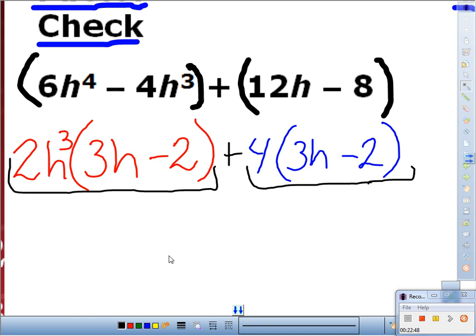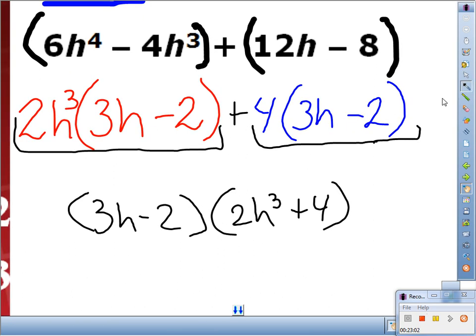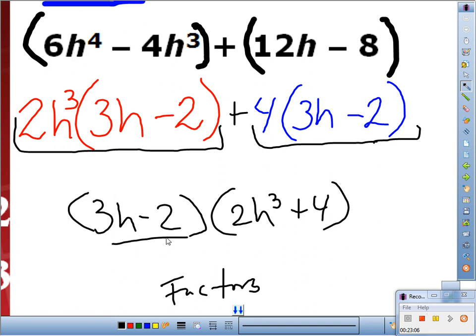What do you see that they have familiar? 3h minus 2, that's our GCF. And what's left for this term? 2h cubed plus 4. Copy that, please. These are my factors. I know, right? That's pretty cool, right? Let's go. Copy that.